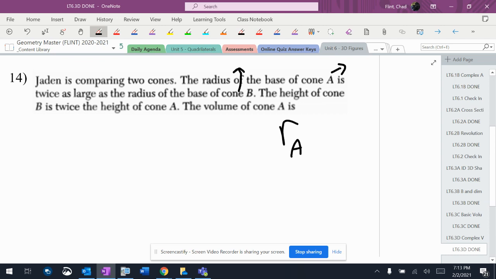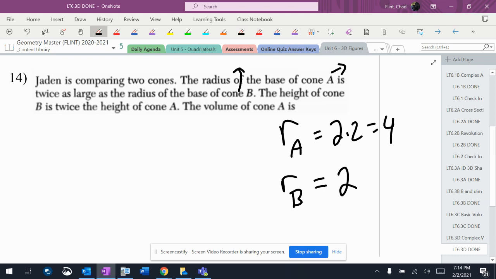Radius A, radius B. All right, it says that the radius of the base of cone A is twice as large as the radius of cone B. So let's make that 2. This is twice as large. 2 times 2, that's 4. I'm just making these numbers up. But B is smaller, so I'll make B a number, and then I'll make A the number that's times 2.